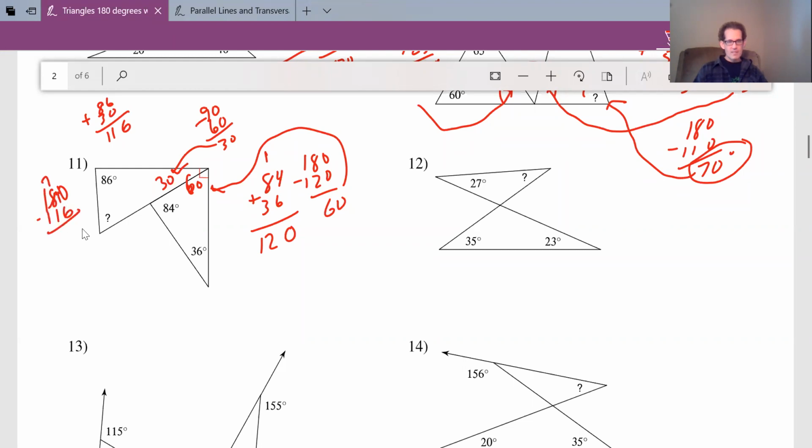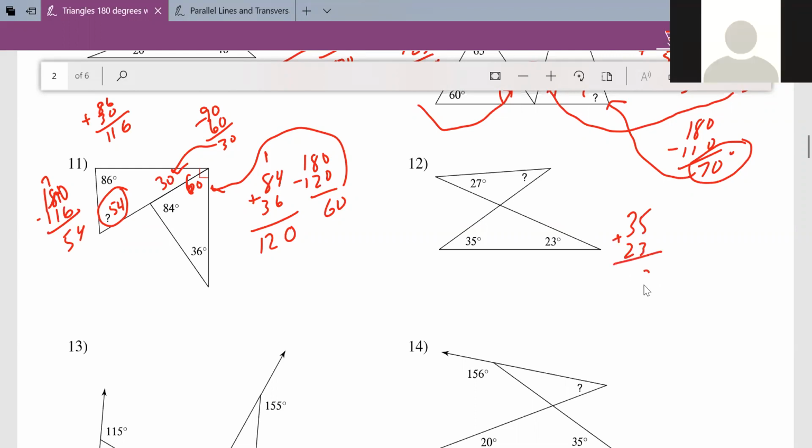And that is going to equal 54 degrees. That's my missing angle there. Okay, let's take a look at number 12 here. So I have 35 and 23. Let's look at those together. 35 and 23 is going to be 58.